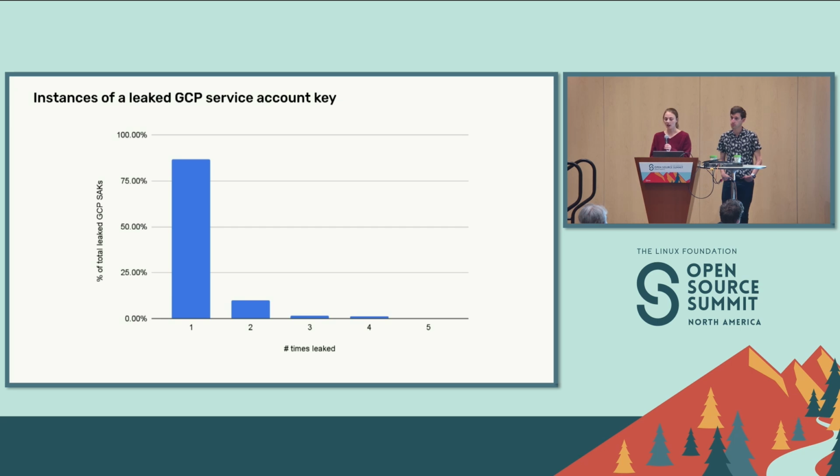If we look at the same chart, but for GCP service account keys, the results are a little bit less unexpected. Most GCP SAKs are only ever leaked once, and no service account key we saw was leaked in more than 4 different places.